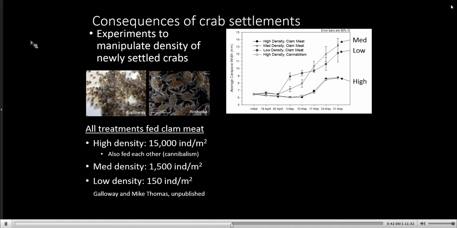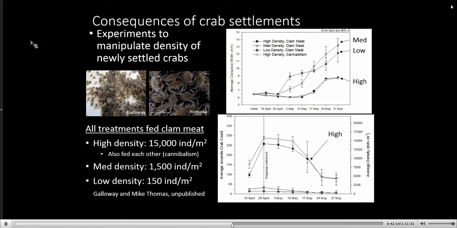So this is the same type of data, same time series, just plotted instead at the actual remaining density on this y-axis. So basically what this is showing is, yeah, we started them at 15,000 per square meter. But through time, the numbers declined at about week six, which is when the high-density treatment actually started to grow.